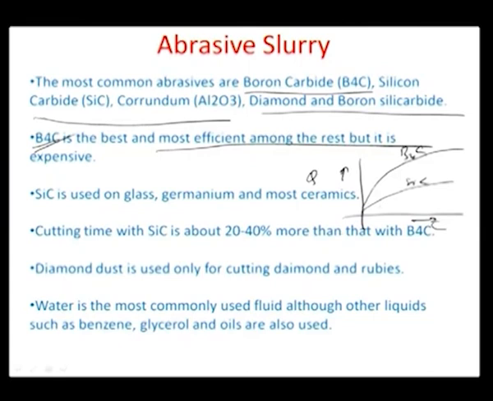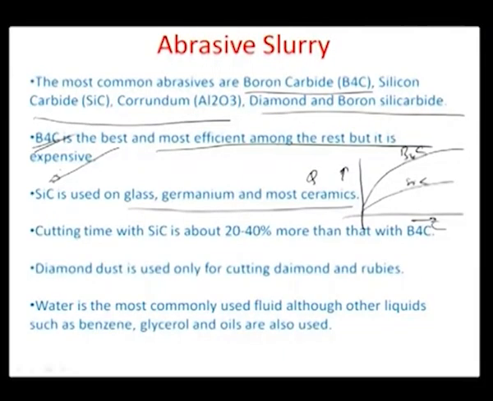Now one aspect is that when you are talking about glass or ceramics or germanium or some of these semiconducting materials, I told you that this process is widely used in microelectronics sometimes. You talk mostly about silicon carbide because it is sort of a soft abrasive compared to some of the higher hardness abrasives like boron carbide, etc. So, the cutting time with silicon carbide sometimes is about 20 to 40% more than the boron carbide, although what is important is that the lower average roughness would be realized using silicon carbide.